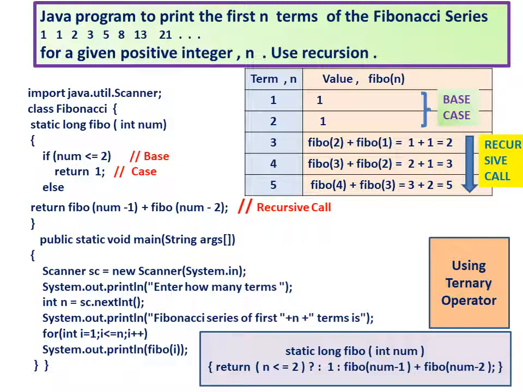Scanner sc = new Scanner(System.in); System.out.println("Enter how many terms"); int n = sc.nextInt(); System.out.println("Fibonacci series of first " + n + " terms is"); for (int i = 1; i <= n; i++) System.out.println(Fibo(i)). Using ternary operator, the method is static long Fibo(int num): return num <= 2 ? 1 : Fibo(num - 1) + Fibo(num - 2).